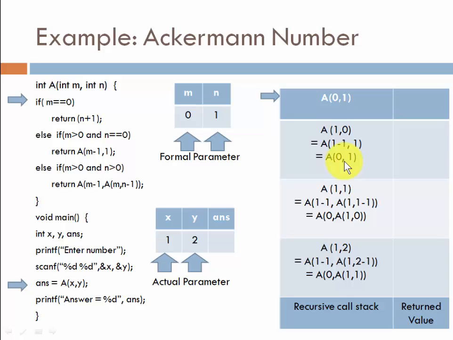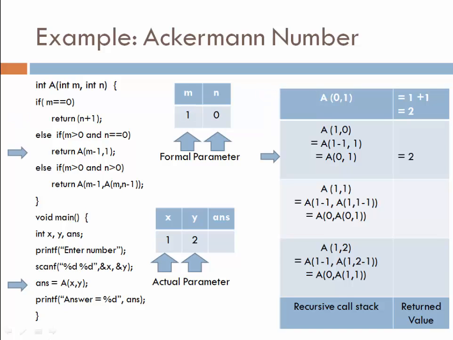Here a of 0 1, because m is equal to 0, for that it will return the value n plus 1. Here the value of n is equal to 1. That's why it will return 1 plus 1, that is equal to 2. Now it will return the value 2 in place of a of 0 1.